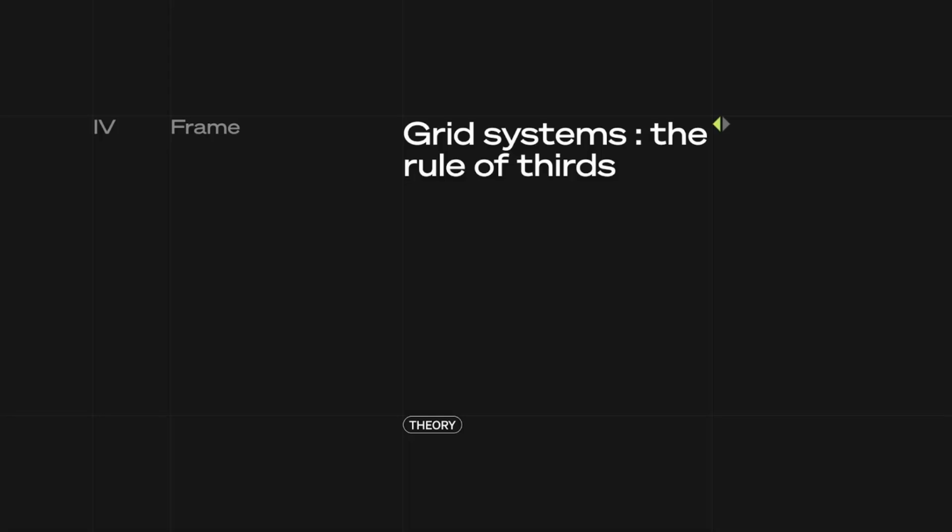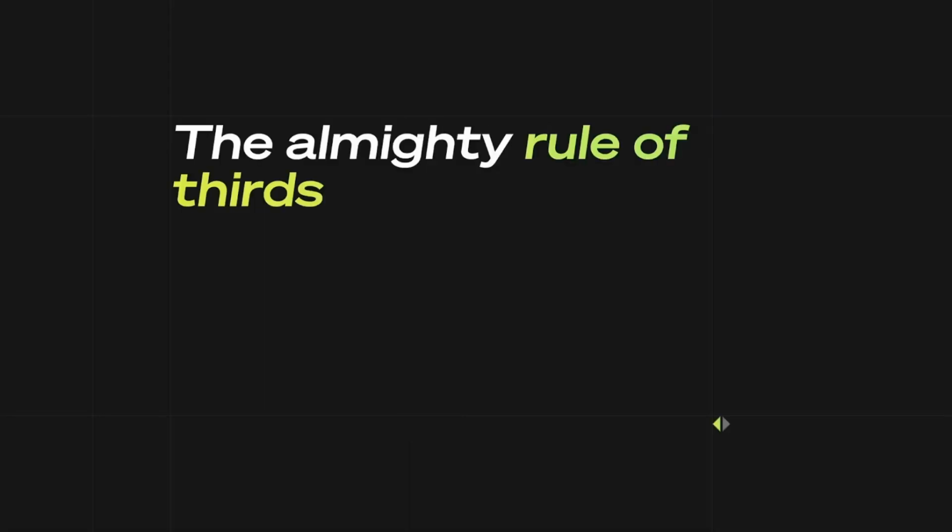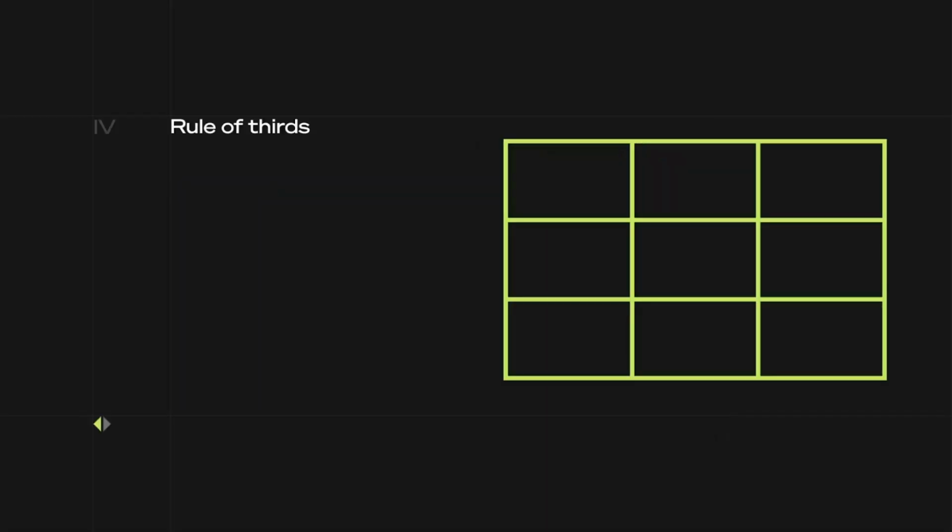So, grid systems. The rule of thirds, the almighty rule of thirds, actually sucks. No, it doesn't suck, but it's a pretty bad rule. So we'll have a look at it.